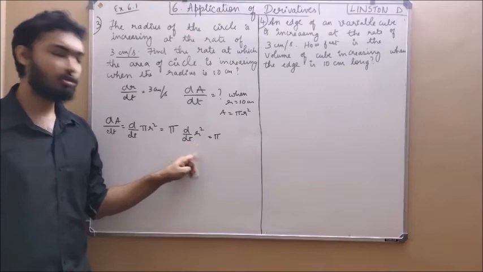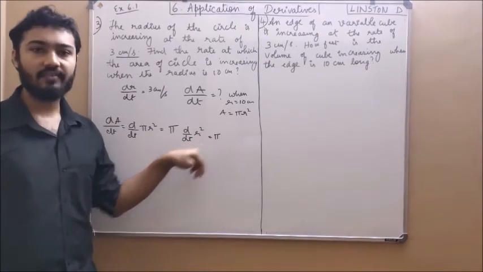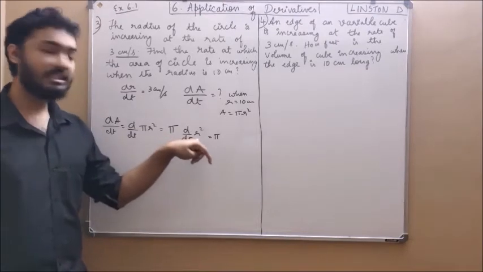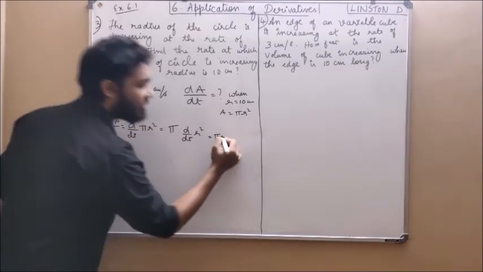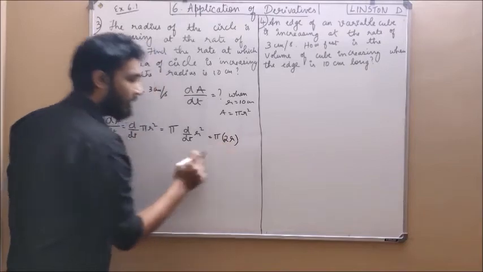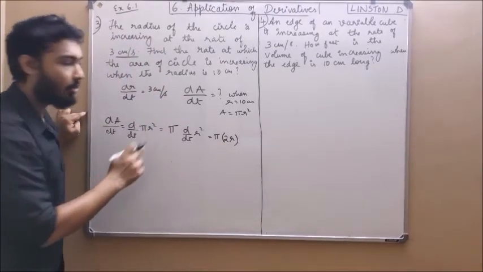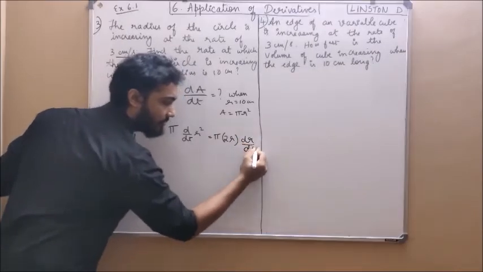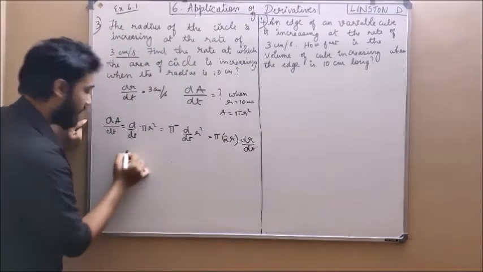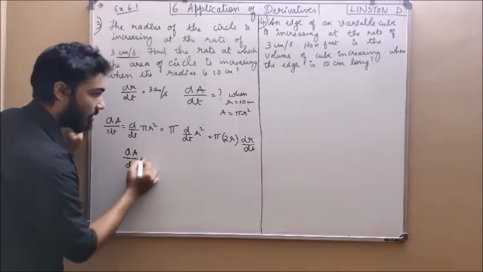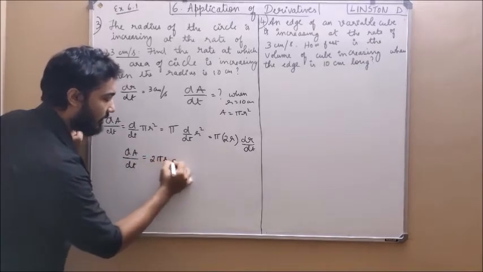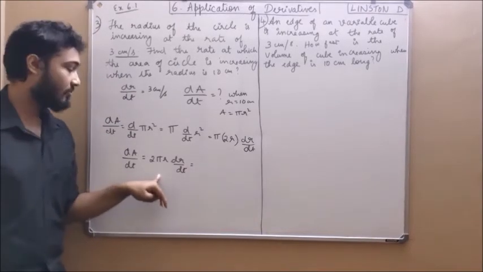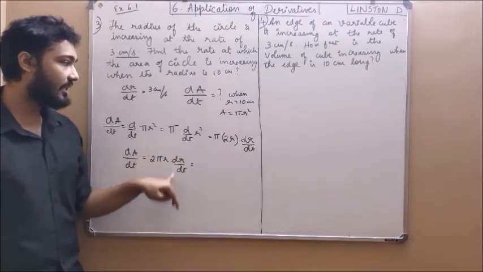Now the thing to note here is that r and t are different variables. So r is dependent on t. So first we differentiate r square. Differentiation of r square is 2r. Next, r is dependent on t, so we multiply by dr by dt. So dA by dt equal to 2 pi r dr by dt.